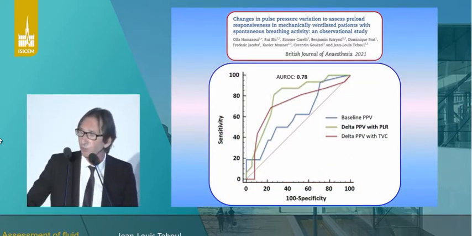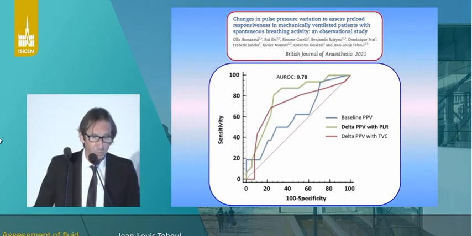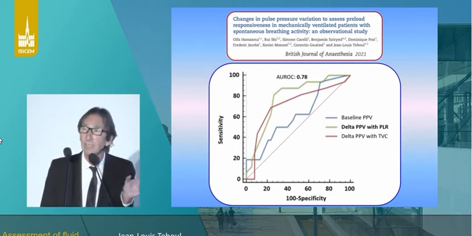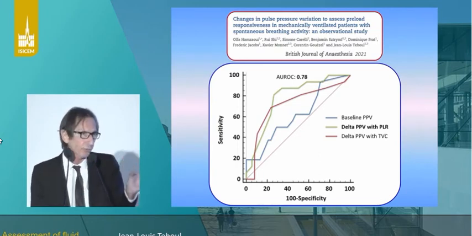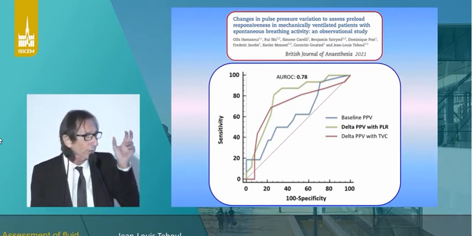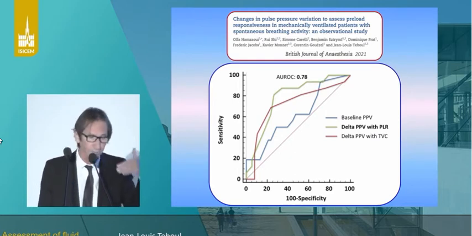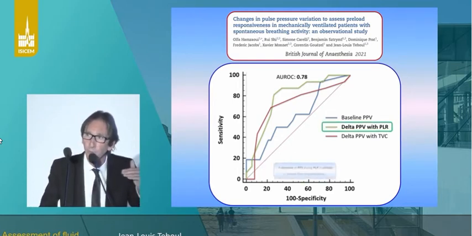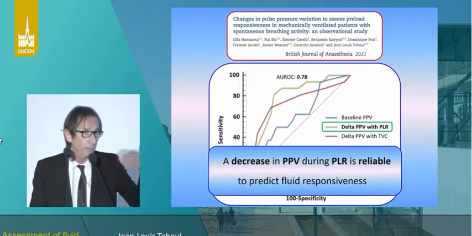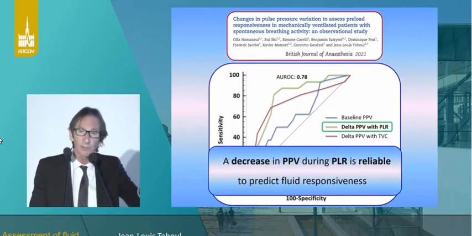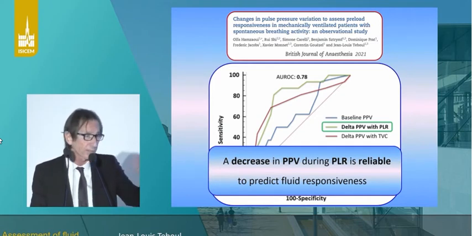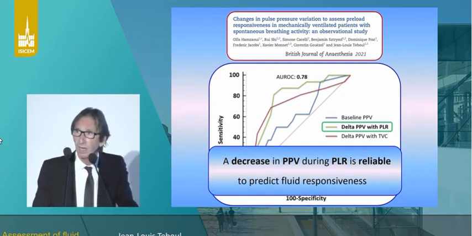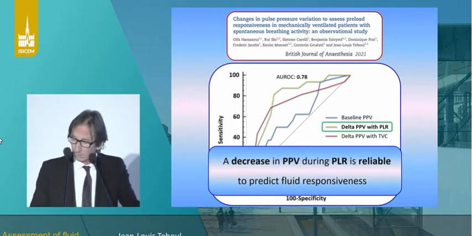This recent paper published in Annals of Intensive Care with Olfa Hamzaoui and others, we also showed that in patients who receive mechanical ventilation, but with some spontaneous breathing activity, you can use the change in PPV during PLR, and a decrease in PPV during PLR can predict responsiveness. This is not perfect. The area under the ROC curve is 0.78, but it is better than the baseline value of PPV or anything else.